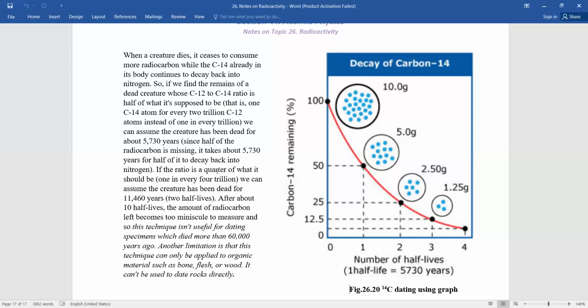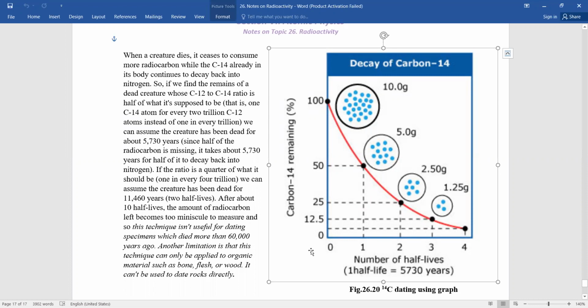So it's clear, right? Done. And here we are seeing the diagram, how the half-life is working with carbon 14 dating. This one you already understood, right? Yes, half-life. Easy. Yeah, the similar one we discussed before.